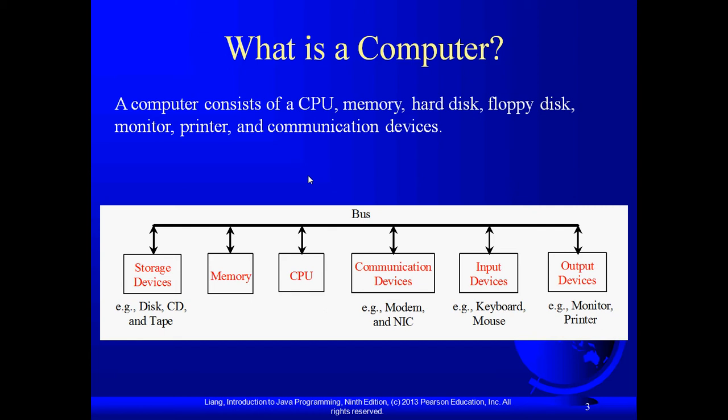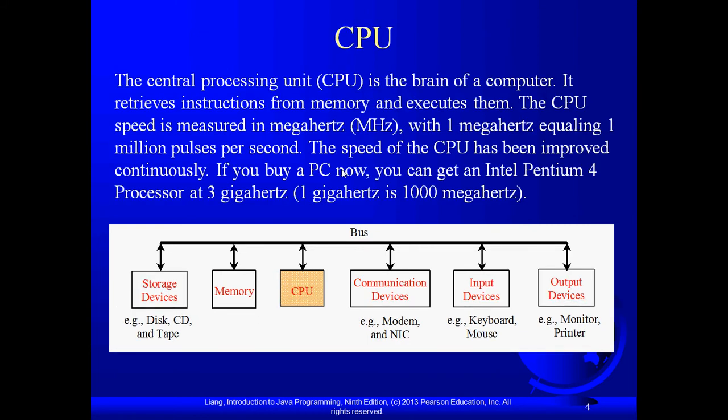And communication devices such as a modem. NIC is a network interface card. That's what you plug that thickish phone cable sort of thing into. Obviously, the keyboard and mouse would be for input, and then there are output devices. So nothing really complicated there.